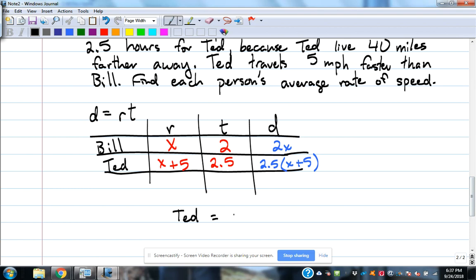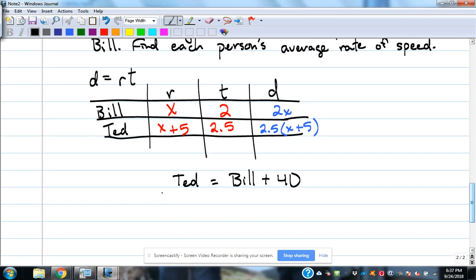So Ted has got to equal Bill, but what do we know about Ted's travel? It's more than Bill's. Ted would be Bill plus 40, right? So we can set this problem up. 2.5 parentheses X plus 5 is equal to Bill's distance was 2X. But remember, Ted went further. So the plus 40 comes back.